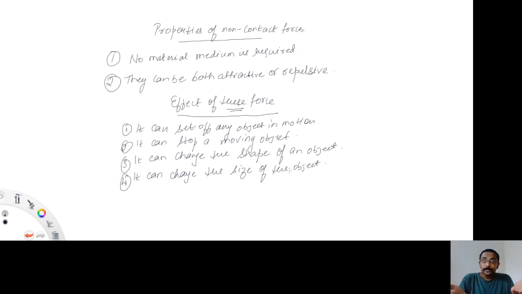Non-contact forces are also there. They do not require a material medium. Electrical force, magnetic force, gravitational force, these are all examples. So I hope you have understood the difference between contact and non-contact forces.